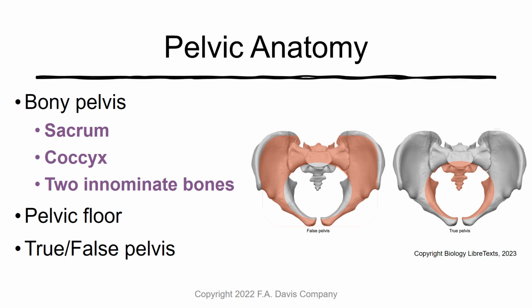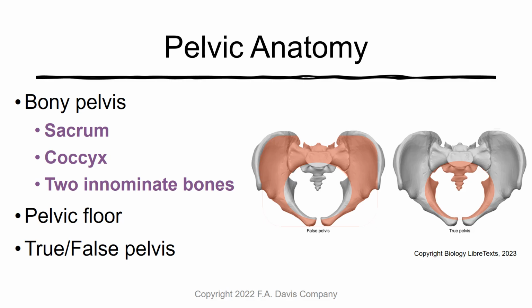Now, there are 4 bones of the bony pelvis. You have the sacrum, the coccyx, and 2 innominate or hip bones. Okay, so look at page 30 in your book. Figure 2.7. This is showing you the bony pelvis, okay? Now, the pelvic floor consists of soft tissues that provide support and stability for the surrounding structures. So that's the floor of the pelvis.